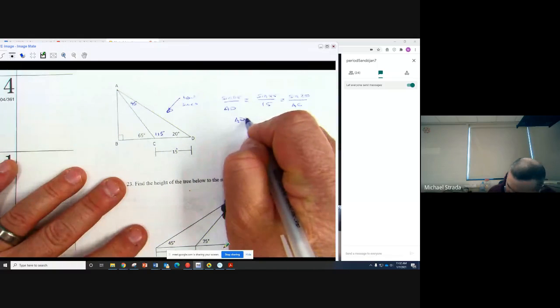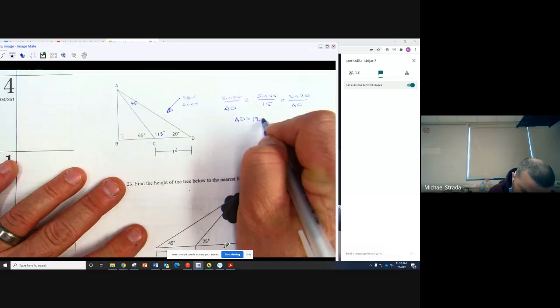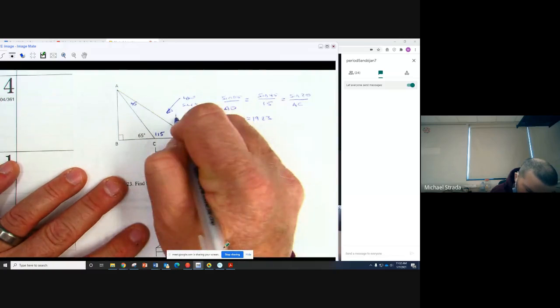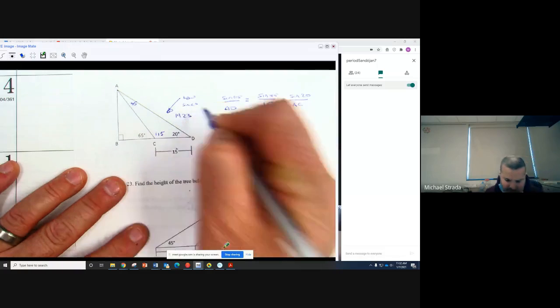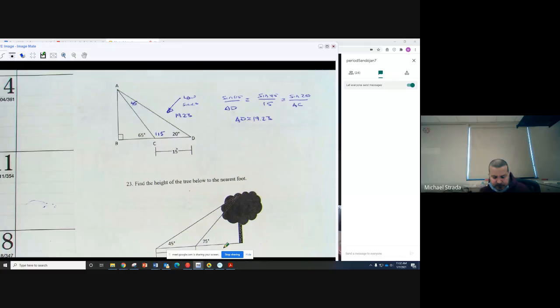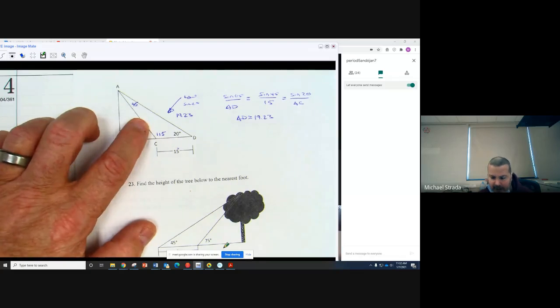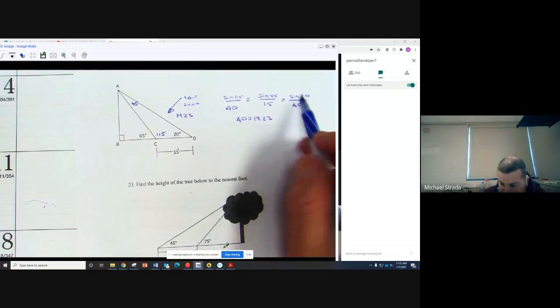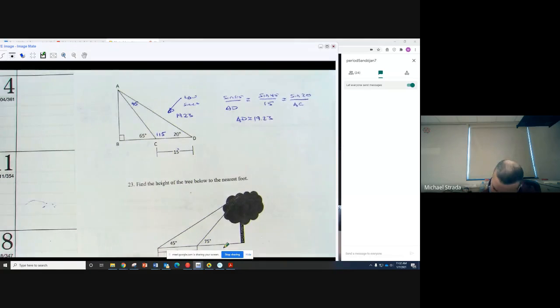AD ends up being about 19.23. Round where they tell you to round to. Now I'm going to get AC over there. 15 sine 20, once again divided by sine 45. And I get 7.26.